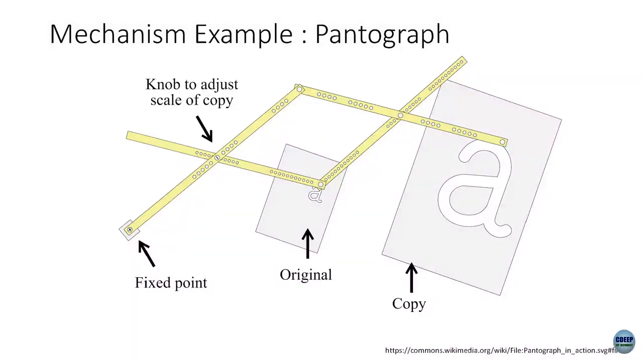Let us look at some example mechanisms to figure out what we are going to learn in this course. This is the first example of a mechanism, one of the oldest mechanisms in the conventional sense of making something bigger or smaller. You can adjust it. Here the original is a small letter A and it becomes larger, or you can adjust it such that it becomes smaller if the original is bigger. So, it is essentially a copying mechanism.